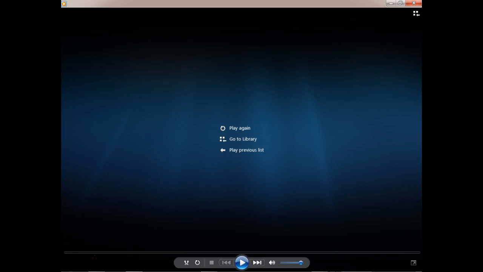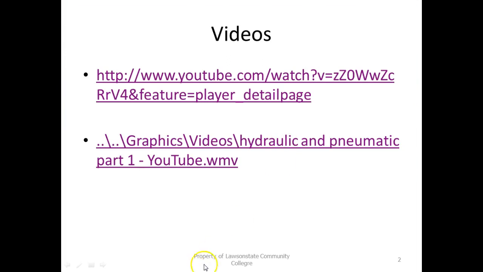I guess that's it. So what did y'all think? What are some of the advantages that they talk about on a fluid power system? Force multiplier, right?